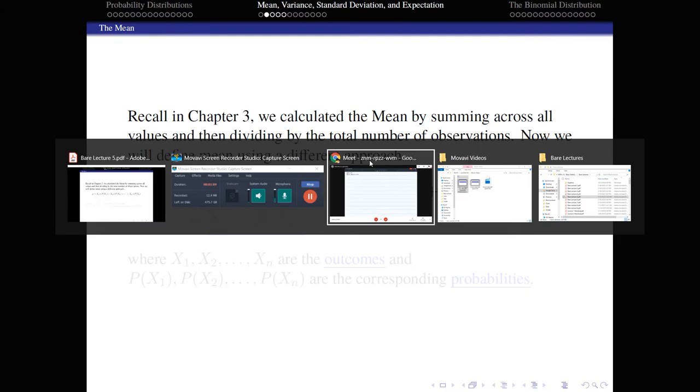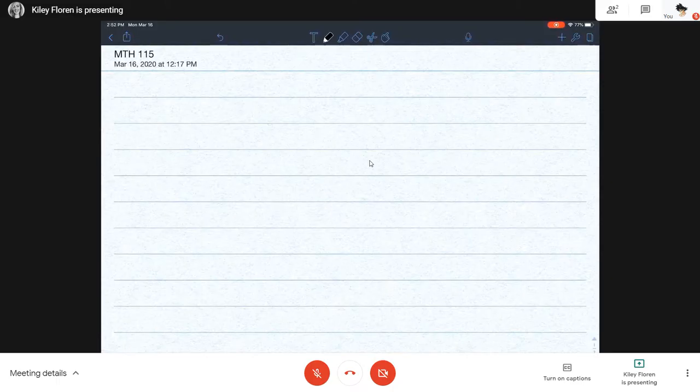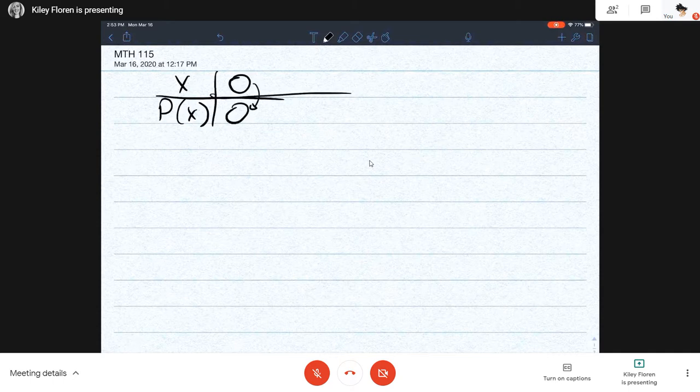So looking at our graphic, we have the probability of x, we have x. So we're going to take each one of these x values and multiply by each one of their probabilities for each one of these things going across. That's our goal.